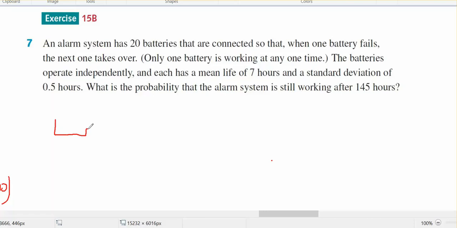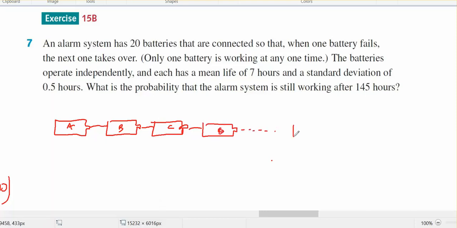So I've got battery A, and it's connected to battery B. And it's connected, I'm not a chemistry teacher, so I can't draw these properly. That's D, all the way up to the 20th battery. I should have given them numbers. Only one battery is working at a time.